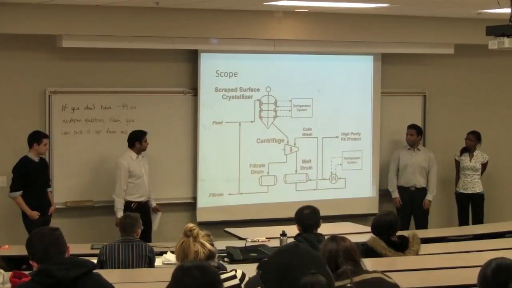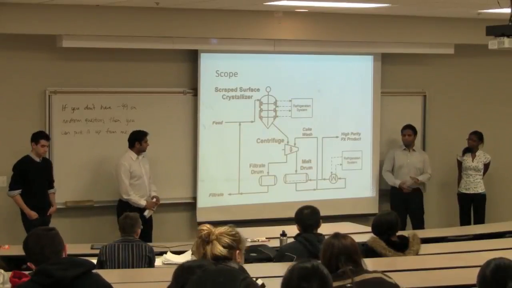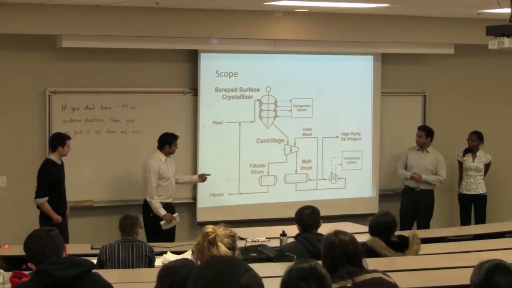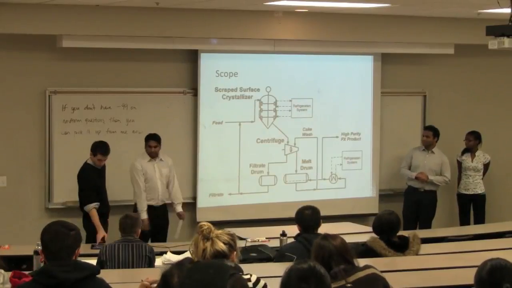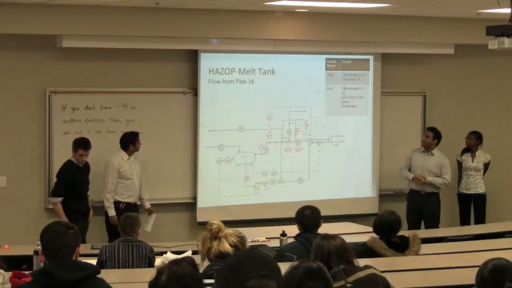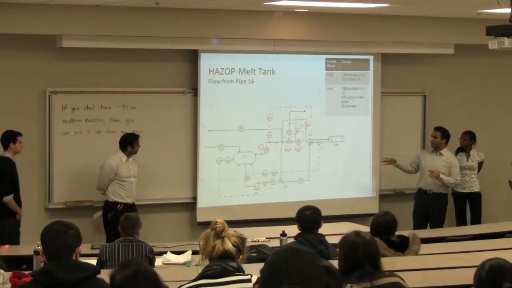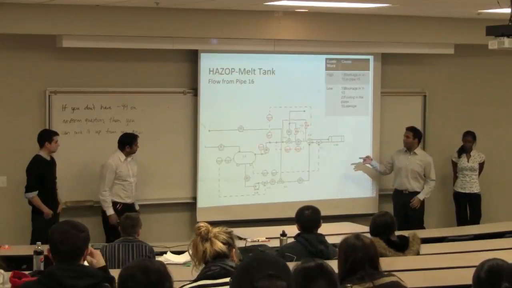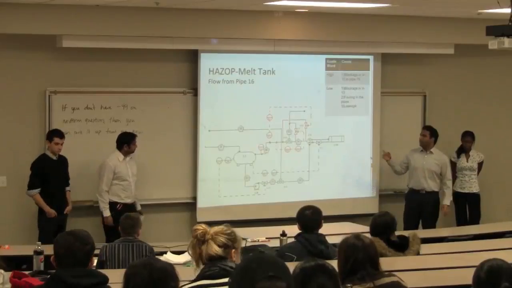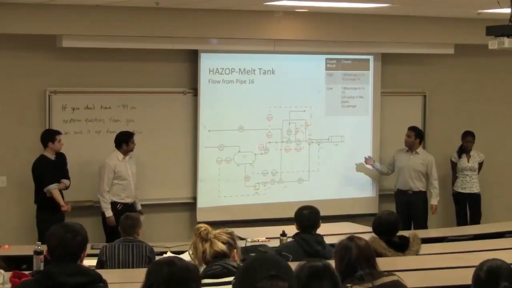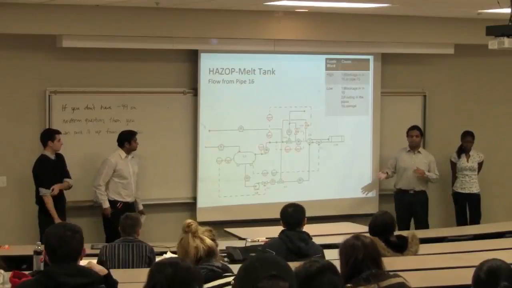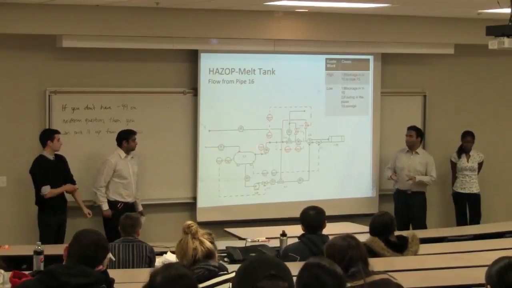And next we will do a HAZOP analysis of the node after the melt drum, the recycle going into the melt drum. Yeah, so in our HAZOP analysis, our unit is our melt tank, shown here as E7, and our node is P16, so that's the recycle stream entering the melt tank. We're going to be talking about two parameters, flow rate and temperature, so I'm going to start with flow rate.